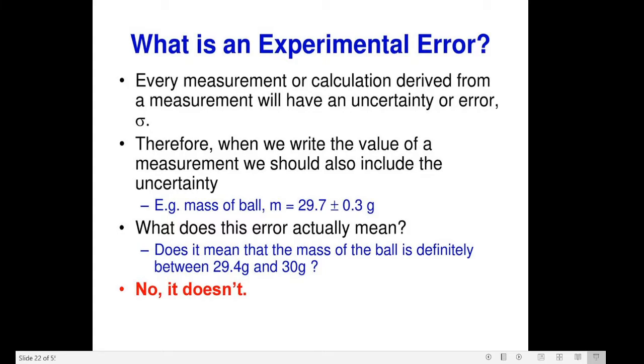They got 29.4 to 30 gram. There is actually no error that happened. Why? Because the primary value is larger, that is 29. The 0.6 gram is less than 1%. So that is not an error.